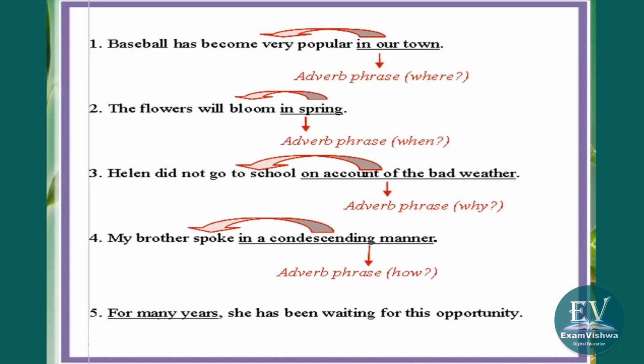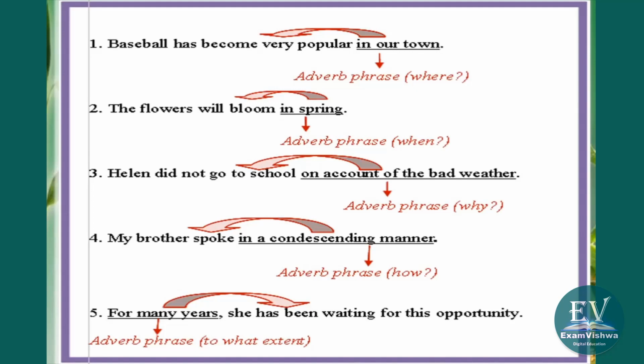Look at the last one. For many years she has been waiting for this opportunity. For how long? It talks about the extent. For how long has she been waiting? She has been waiting for many years. So it is an adverb phrase of extent.